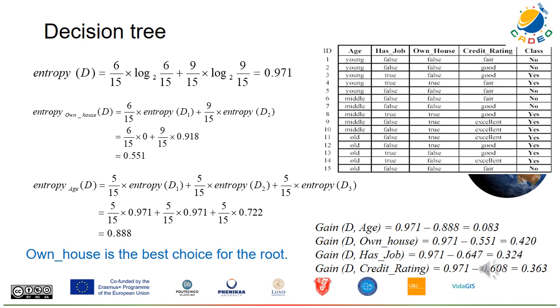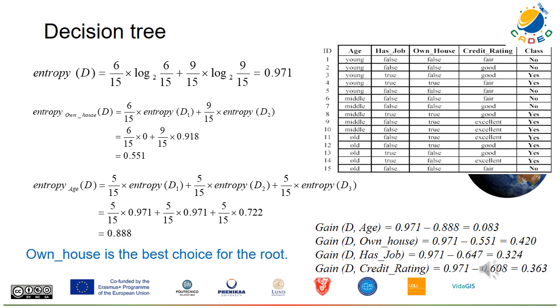So here we calculate the entropy based on the three subsets D1, D2, and D3, and we get an entropy value equal to 0.888. Similarly, we can calculate the entropy of the dataset based on other attributes like has job and credit rating. After we get the entropy values for the four attributes, we can calculate the information gain.